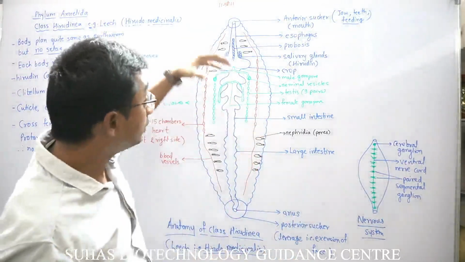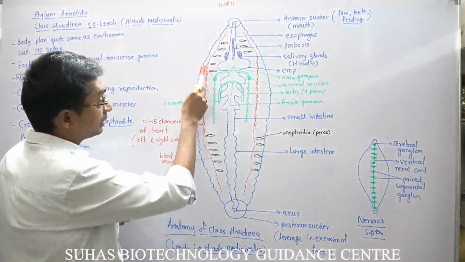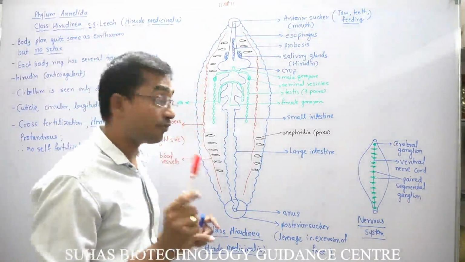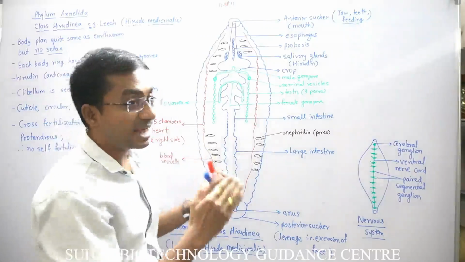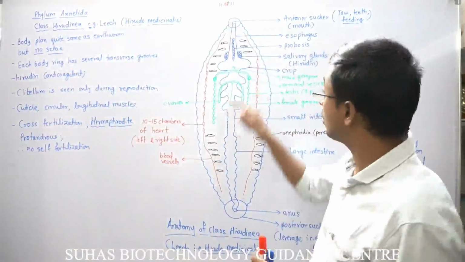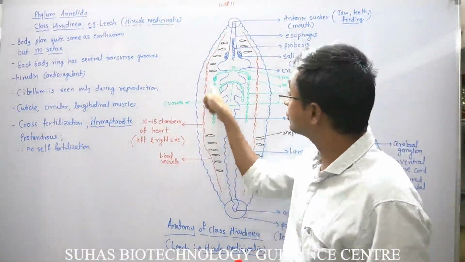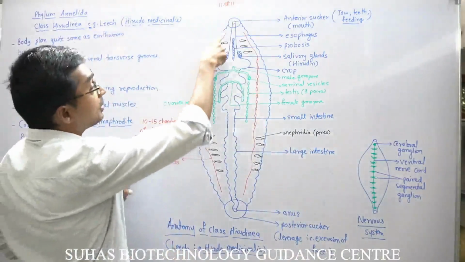Now, you can see that this is their heart, and there are 10 to 15 chambers of heart present on the right side as well as the left side. So left as well as right, both the sides consist of 10 to 15 chambers of heart, and all these chambers are joined to each other, and many blood vessels are there.